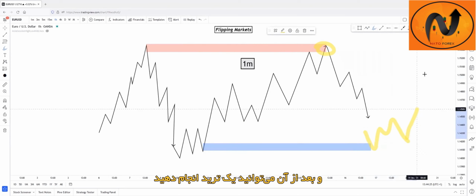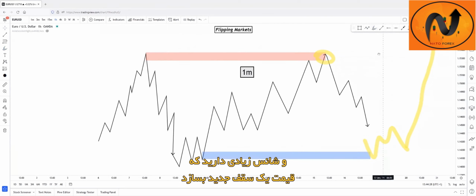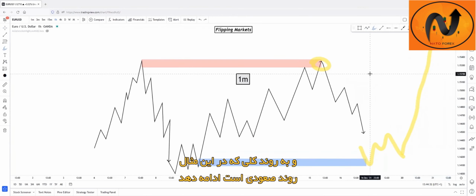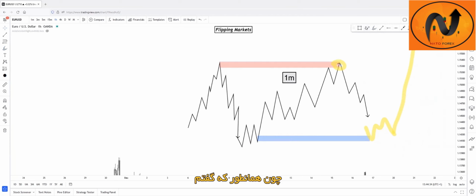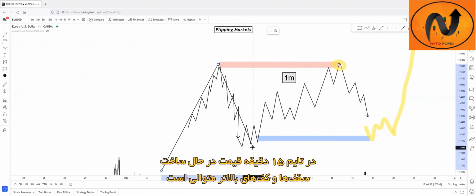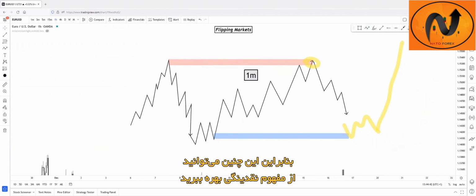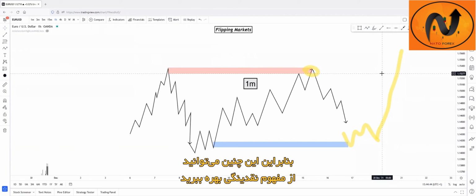And after this, you can hop in a trade, and you have a really great chance for price to create a new high and continue the overall trend, which is bullish in this case, as I said, because it's creating highs, lows on the 15 minute. So yeah, this is how we can actually use liquidity to your advantage.